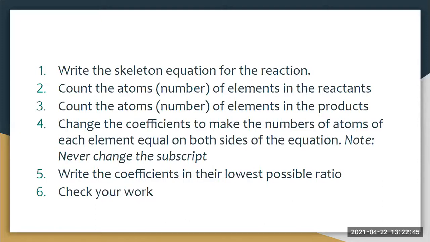Then you're going to count the number of elements on the reactants and do the same thing for the products, because you need to know the number of each specific atom or polyatomic. Then you're going to change the coefficients to make them equal, because remember, when balancing, you never change a subscript. You're going to always write your coefficients in their lowest possible ratio, and then you're going to go ahead and check your work.